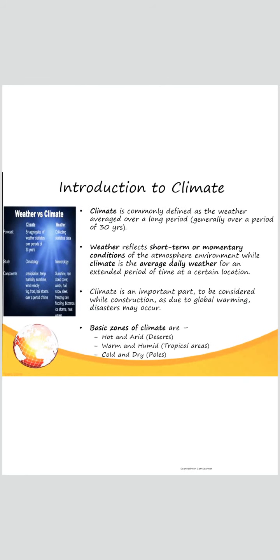So let's start. A climate is commonly defined as the weather averaged over a long period, generally over a period of 30 years, whereas weather reflects a short-term or momentary condition of the atmosphere. The basic zones of climate are hot and arid, warm and humid, and cold and dry.